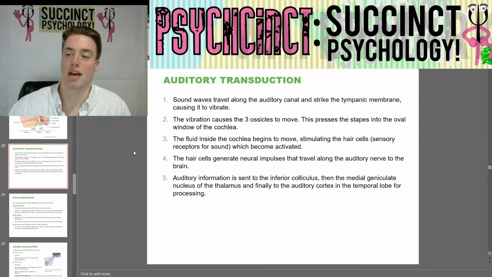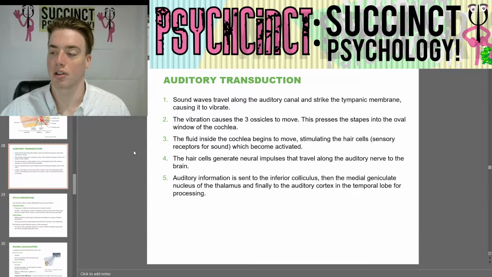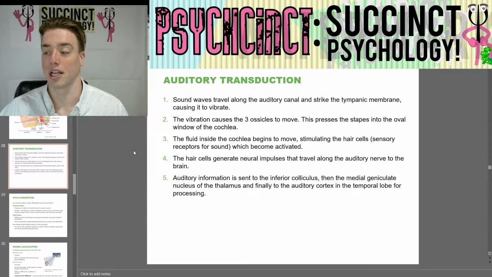So, moving on, we have auditory transduction. Sound waves travel along the auditory canal and strike the tympanic membrane, causing it to vibrate. The vibration causes the three ossicles to move. This presses the stapes into the oval window of the cochlea. The fluid inside the cochlea begins to move, stimulating the hair cells, sensory receptors for sound, which become activated. The hair cells generate neural impulses that travel along the auditory nerve to the brain.